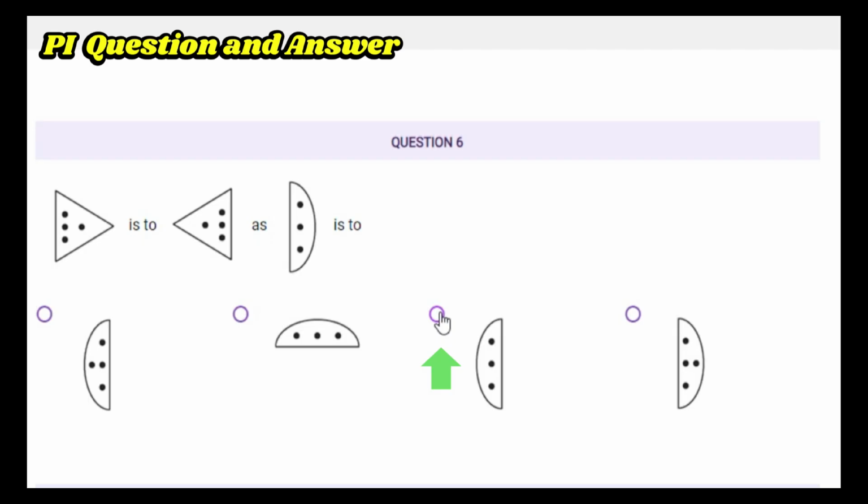It shows a mirrored half-circle with the same number and pattern of dots, just like how the second triangle mirrored the first one. Final answer: Option 3, the third shape from the left, because it correctly mirrors the original semicircle with all dots in the correct reverse positions, just like the triangle pair above it.